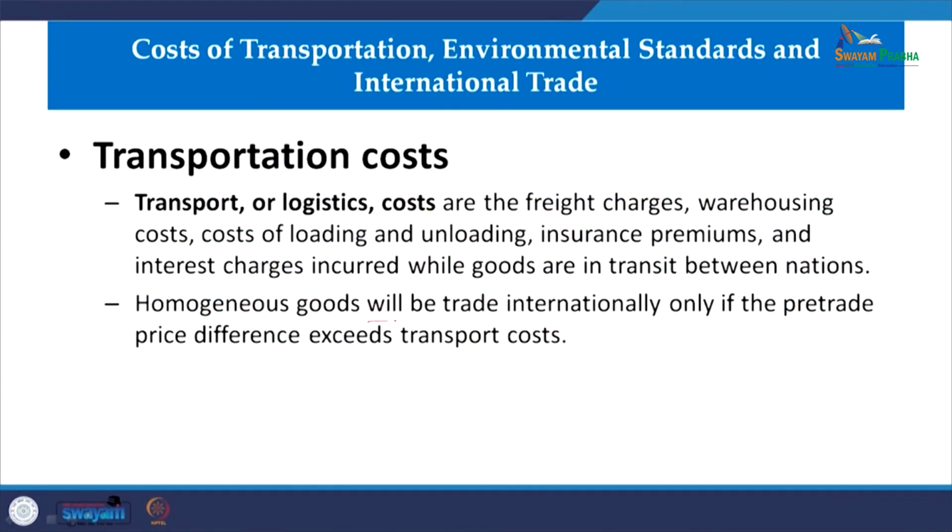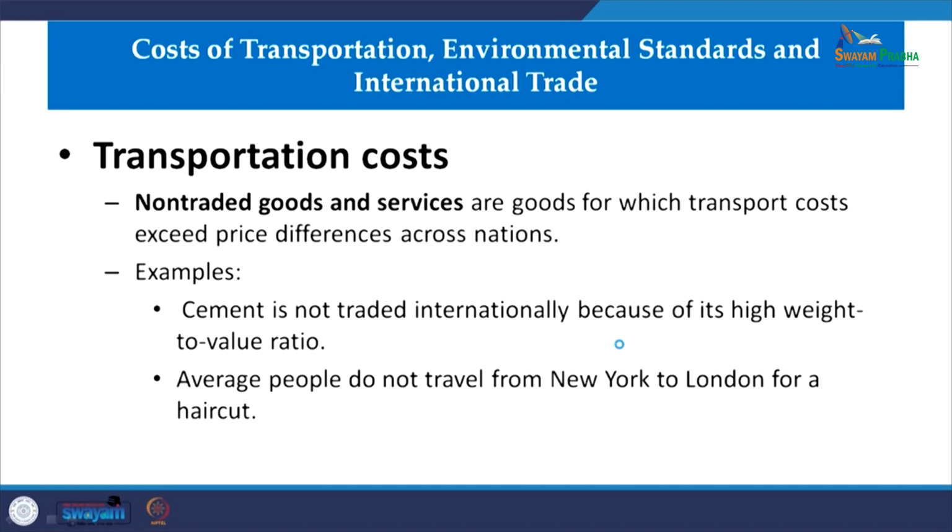Homogeneous goods will be traded internationally only if the pre-trade price difference exceeds transport cost. Non-traded goods and services are goods for which transportation cost exceeds the price difference across nations. Basically, for the products which are exported or traded, it is quite sure that the transportation cost is not exceeding it. If it exceeds the production cost, then those products are not traded. We have already cited these examples.